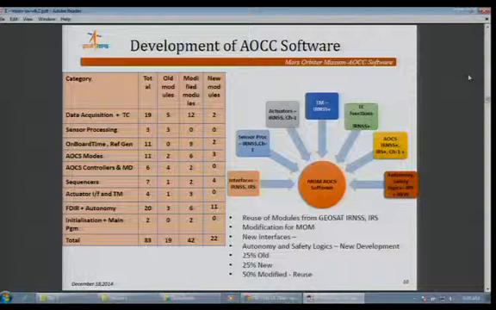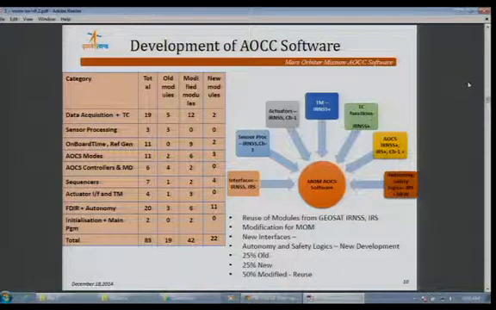Next slide, please. So if we see the overall development of the AOCC software, we have drawn many modules from other systems like our GeoSat program, or regional navigation system program, or remote sensing program. The interfaces have been adopted from IRNSS and IRS programs. Sensors are similar to Chandrayaan and IRNSS, and actuators are similar. And the major development has been towards the autonomy and safety logics, which have been adopted from IRS plus new requirements.